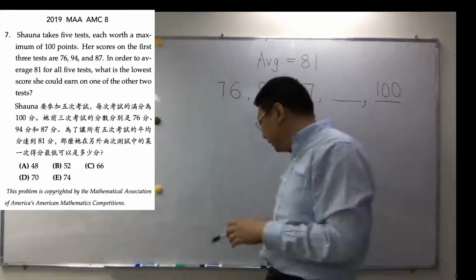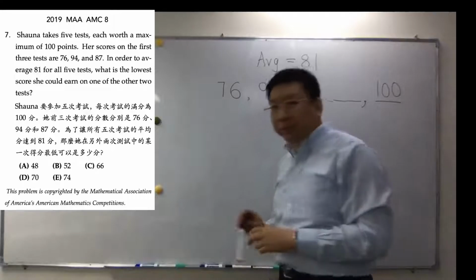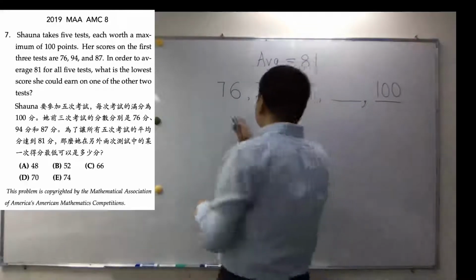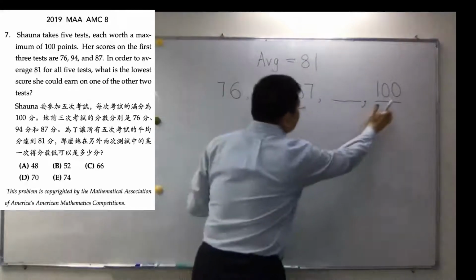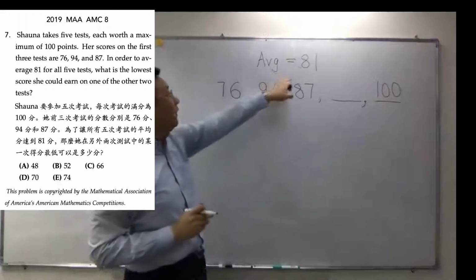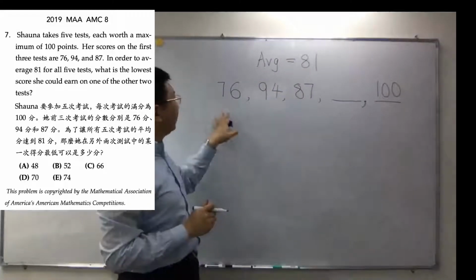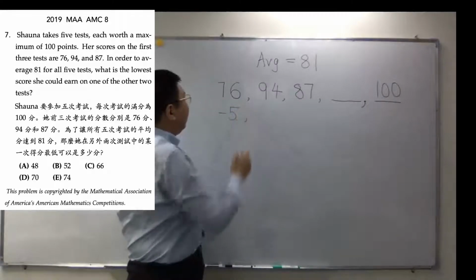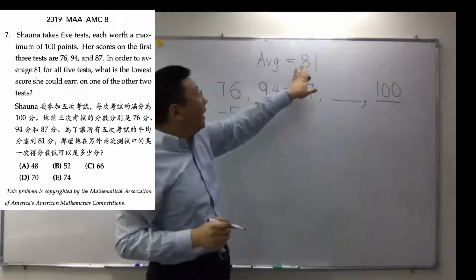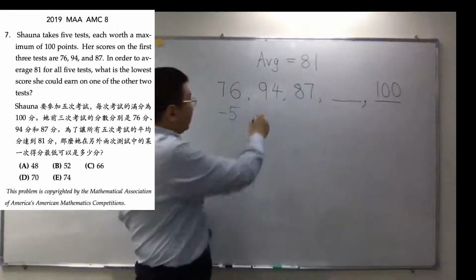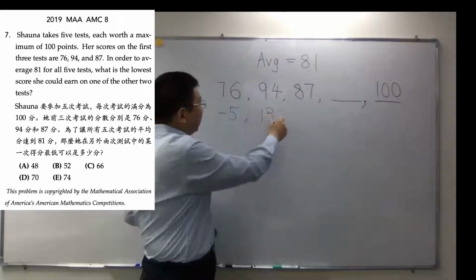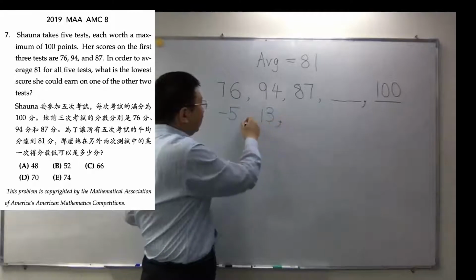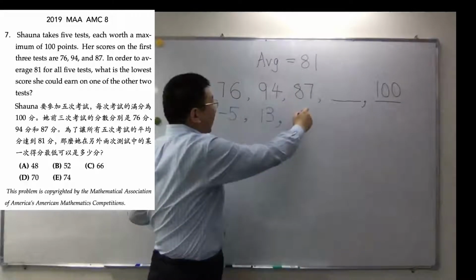So particularly in this question, what shall we do? So we see for these scores that have already been given, what would be the difference with 81? So for 76, definitely it has a deficit, -5. So 94 minus 81 is 13. So here this has a positive contribution of 13 points. And 87 minus 81 is 6.